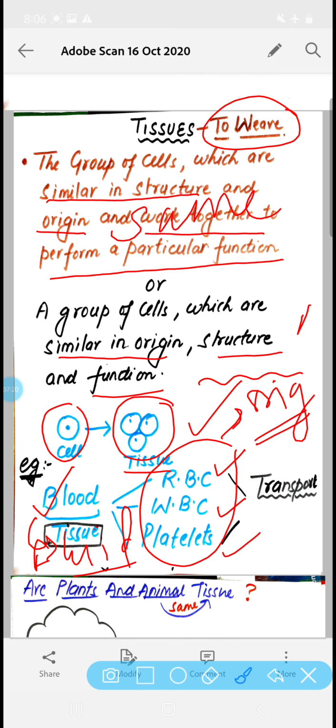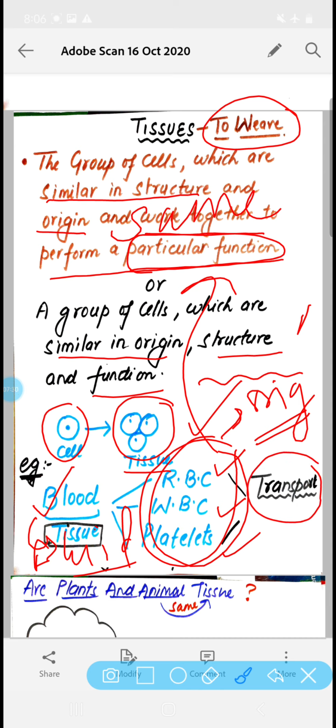Secondly, they all are performing a particular function. This group of cells is performing a particular function, that is transportation. So by this we can say that blood is an example of tissue. I hope the meaning of the word tissue is clear to you now by the help of this example. Now you have understood what a tissue is.